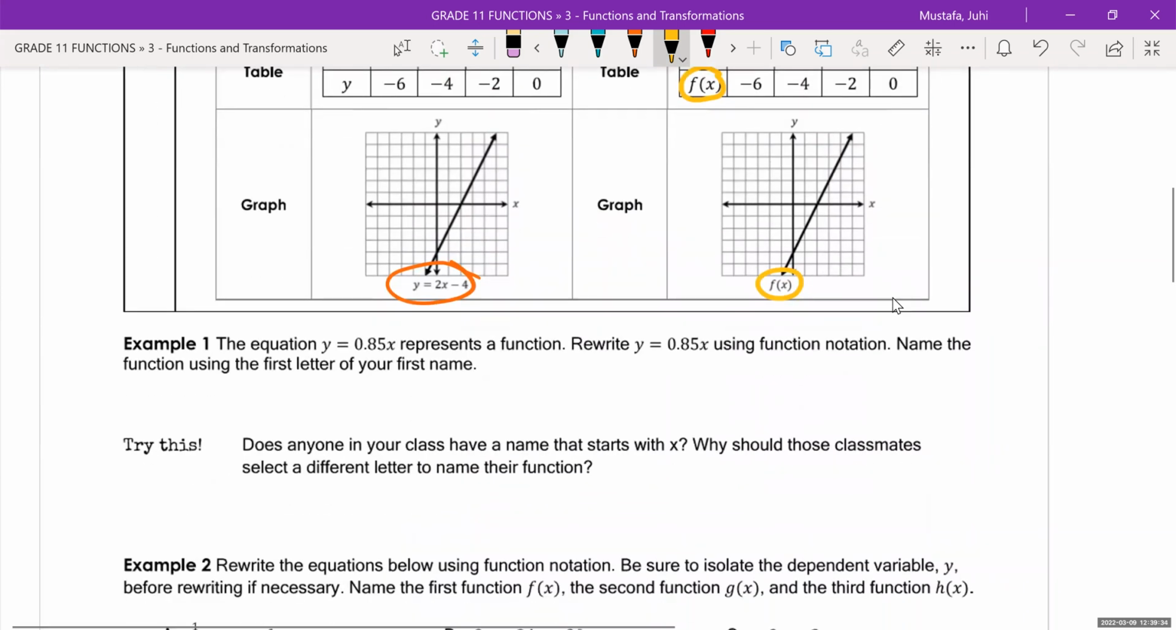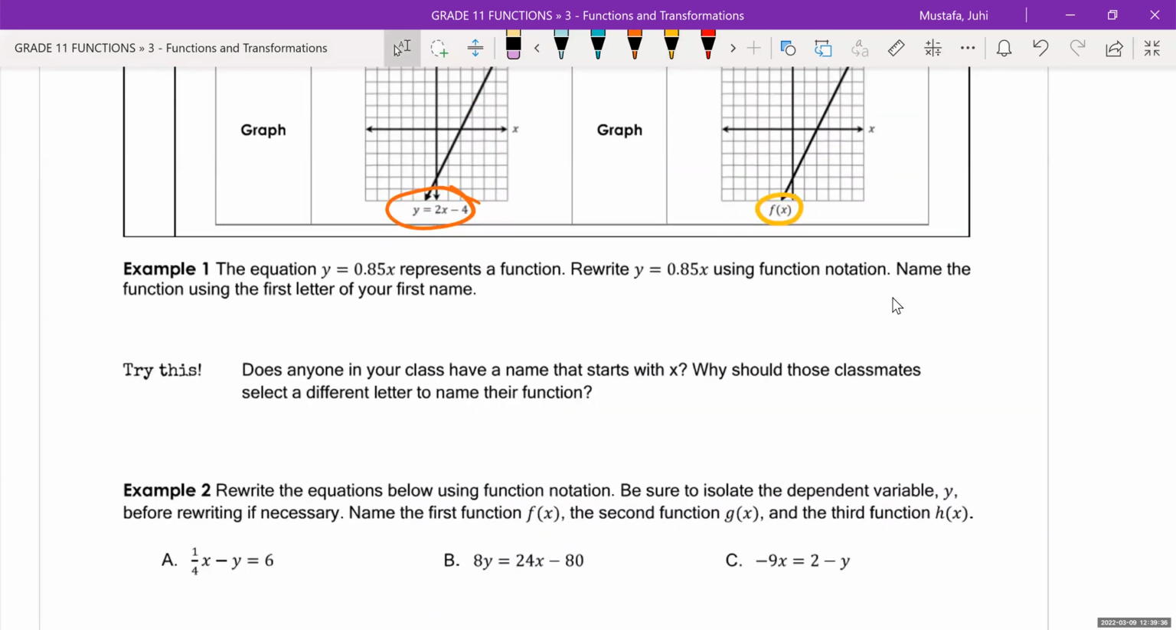So let's try example number 1. It says the equation y is equal to 0.85x represents a function. Rewrite y is equal to 0.85x using function notation, and then name the function using the first letter of your name. All of us are going to have something a little bit different. So I'll give you my example. My first name is Juhi, which starts with a J. So I would label my function j of x is equal to 0.85x. So whatever your first name starts with, you're going to label your function that, and then you're going to have bracket x because we noticed that our equation has an x in it, so we can't change that. That has to remain an x.